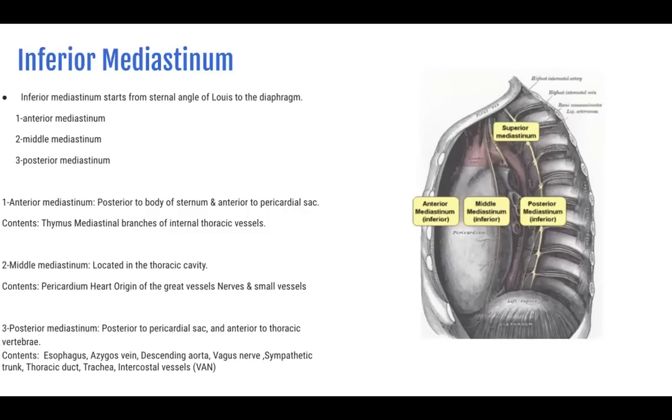The middle mediastinum is where you'll see the heart, the entire heart, the great vessels, and different nerves and additional vessels as well. Posteriorly, which is posterior to the pericardial sac and anterior to the vertebra, you're going to find the esophagus, the azygous vein, descending aorta, vagus nerve, sympathetic trunk, thoracic duct, trachea, and the intercostal vessels. You're going to see all this in the posterior compartment of the inferior mediastinum. And we'll identify all of these structures on cross-section as well.